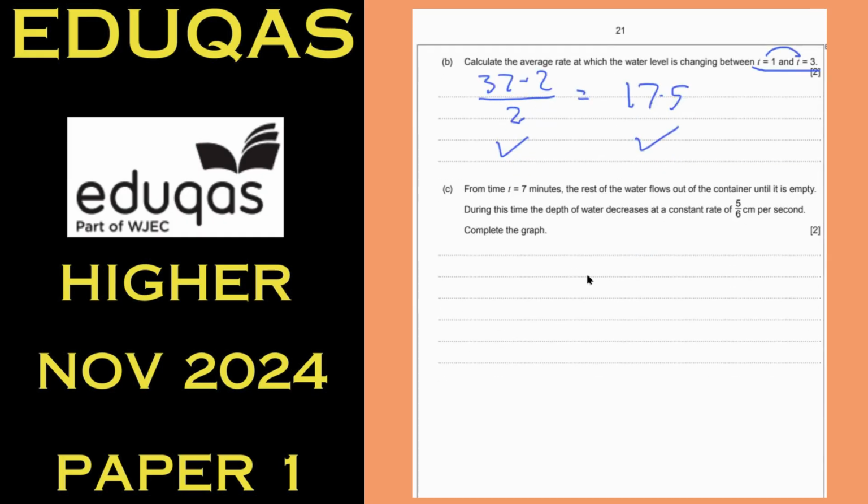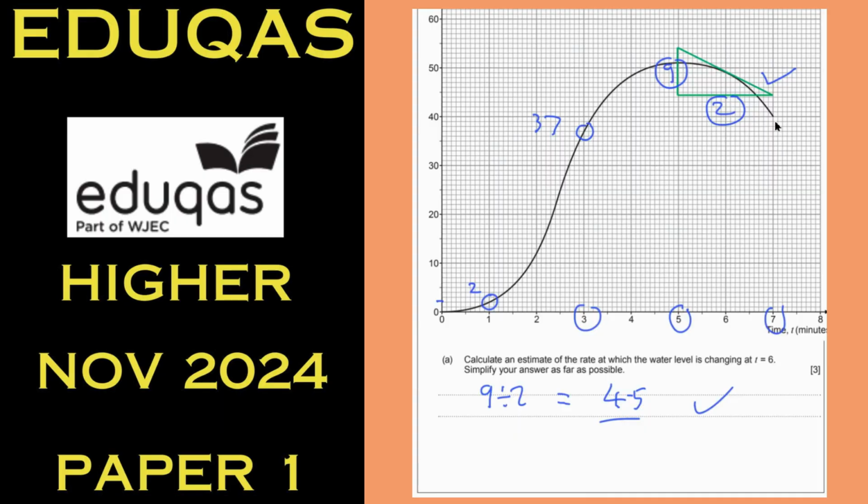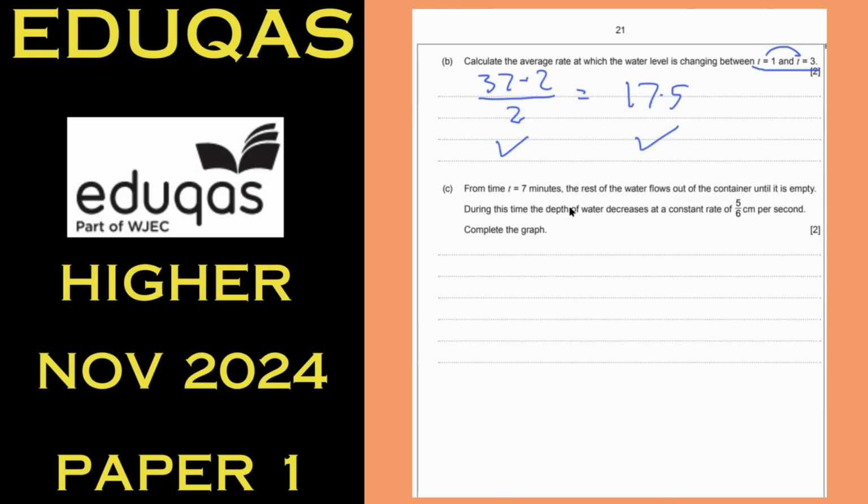Part C. From time t equals 7 minutes. So as you can see, there's a bit of this graph missing. You're going to need to grab a ruler and draw it. You know where the graph's going to start, but you don't know where the graph's going to finish. That's what it's all about. So let's do that calculation.